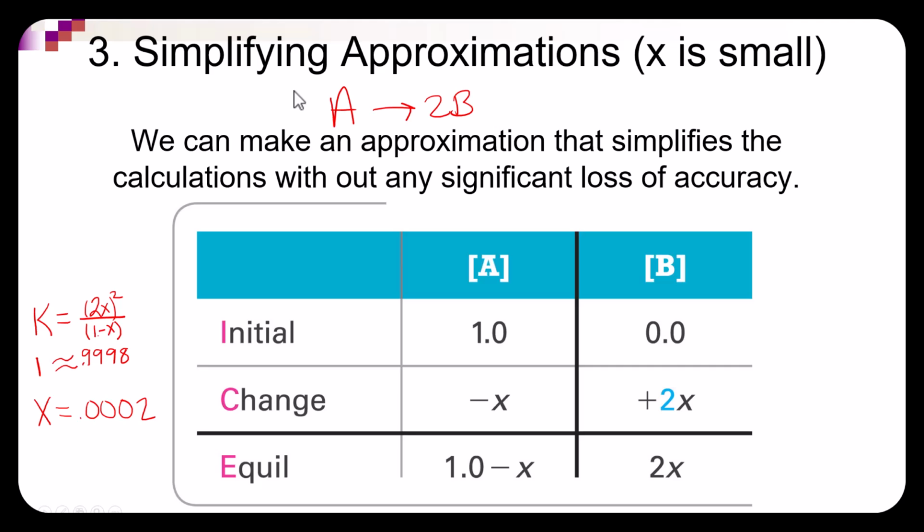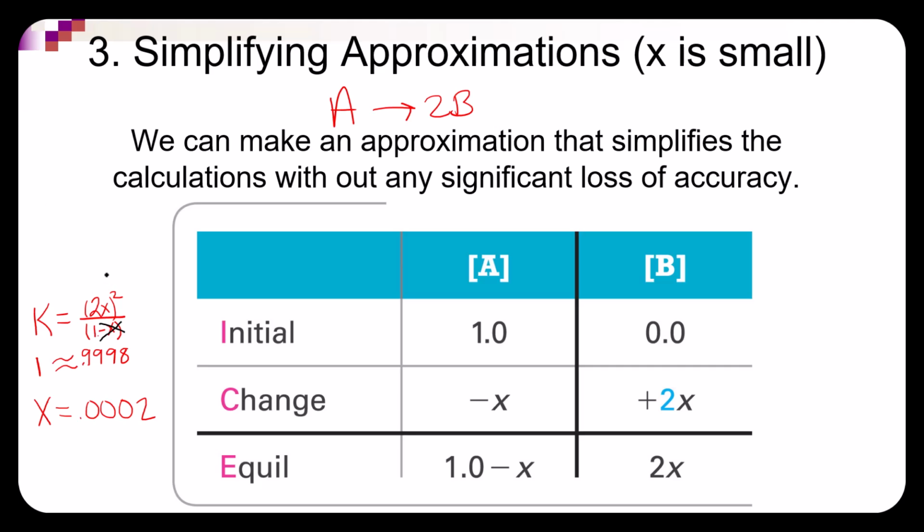So what this x is small approximation does is it says, I think this x that's being subtracted or added is significantly small enough that it's not going to affect the answer if I ignore it. So in simplifying approximations, we can ignore any x values that are being added or subtracted. This is where it gets the name x is small. We're assuming x is so small that we can just ignore it altogether.